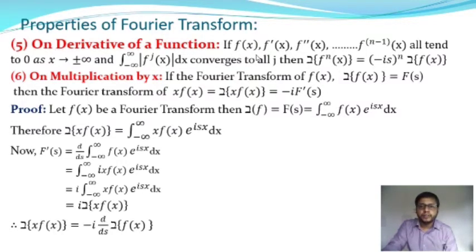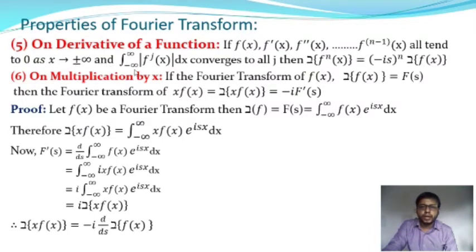If f(x), f'(x), f''(x), and up to f^(n-1)(x) all tend to 0 as x tends to plus or minus infinity. So these are all the derivatives of the function f(x). This is the first order derivative, this one is the second order derivative, and up to the (n-1)th order derivative, and all tend to 0 as x tends to plus or minus infinity.